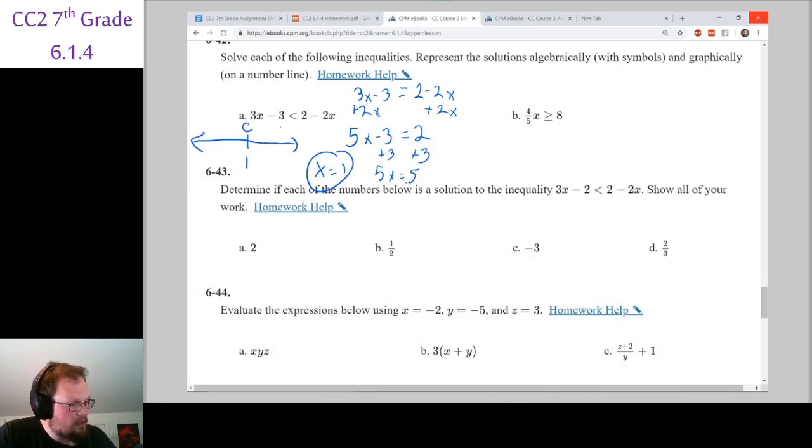It is an open circle because of this symbol here, because it is strictly less than. It does not include the point. And then I test a spot. Give me a number to the right of 1 and plug in that number and see if it works. Give me a number to the left of 1, like 0. See if it works. Plugging in 0 is usually your best friend because this zeroes out and this zeroes out, and I'm left with negative 3 is less than 2. That is a true statement. So my arrow has to go to the left there.